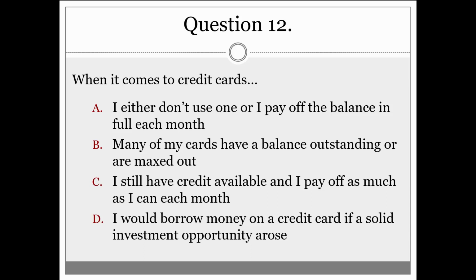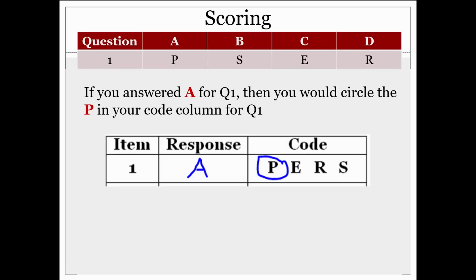So now that we've gone through each question, we need to interpret your scores. Go back to question number 1, and you'll see here at the top of my screen, each answer has a corresponding code letter that goes with it. So for number 1, if you answered A, then you would write a P next to number 1 on your answer sheet.